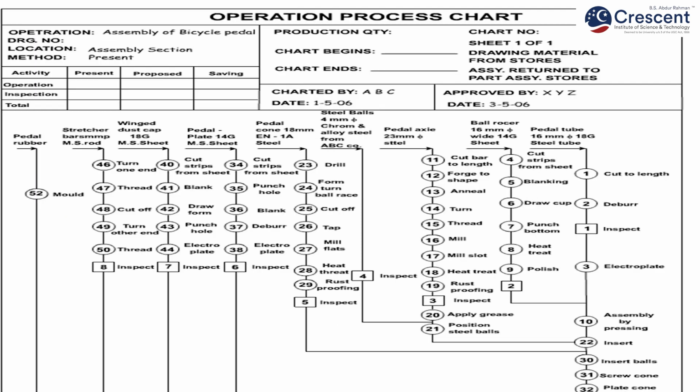Okay. Let us see the example of this one, assembly of a bicycle pedal. It has 55 operations, which are represented by circles, and 9 inspection processes there. Okay. So, the overall view of the assembly can be easily understood by the operation process chart.